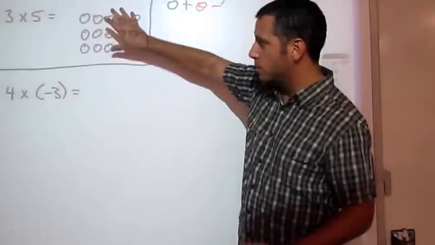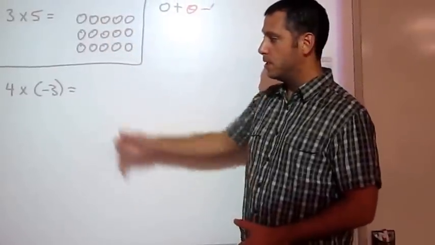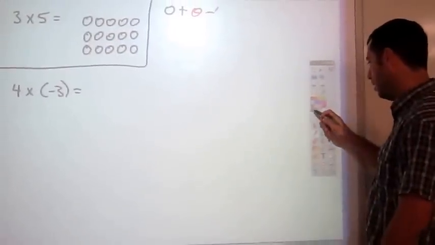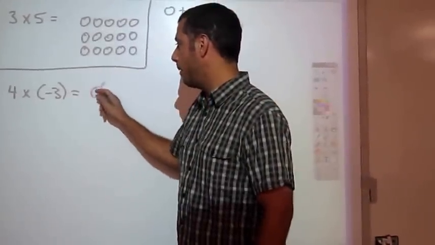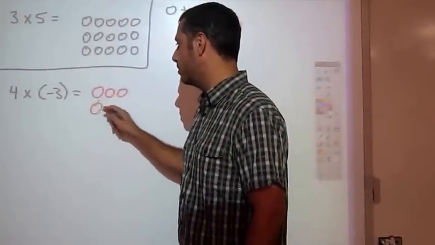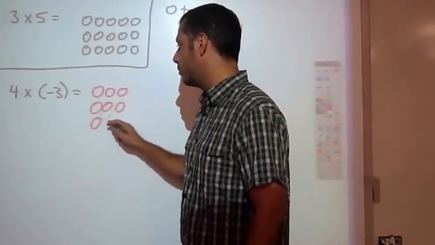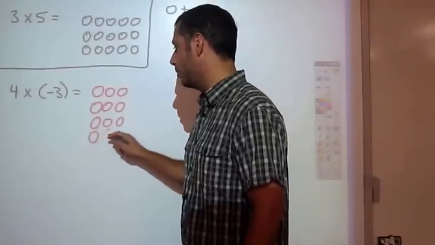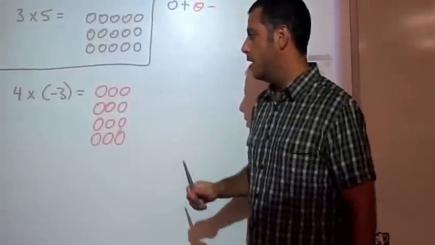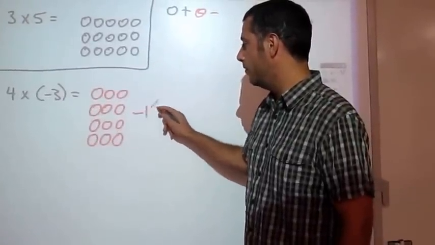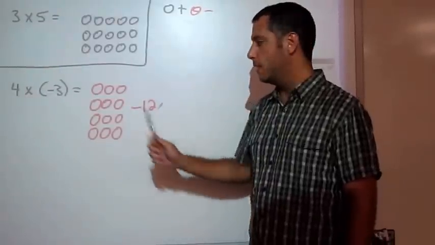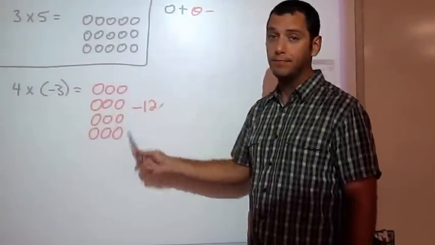And then we can use the same model to represent this problem. So 4 times negative 3 can be represented by 4 groups of 3 negative integers, or 3 negative tiles. Okay, so the solution to this problem here would be negative 12, right? Keeping in mind that red means negative.